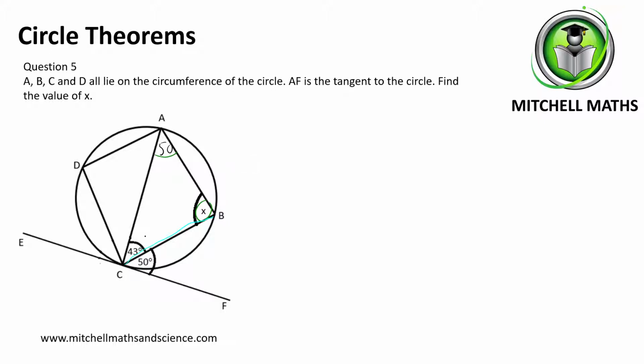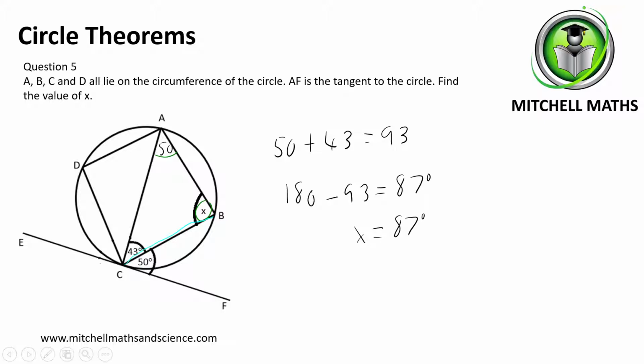And now I've just got angles in a triangle add up to 180. So if I do 50 plus 43, that will give me 93. And then I'll do 180, take away 93, which will be 87 degrees. Therefore, x is 87 degrees. So that's an alternate segment theorem question.